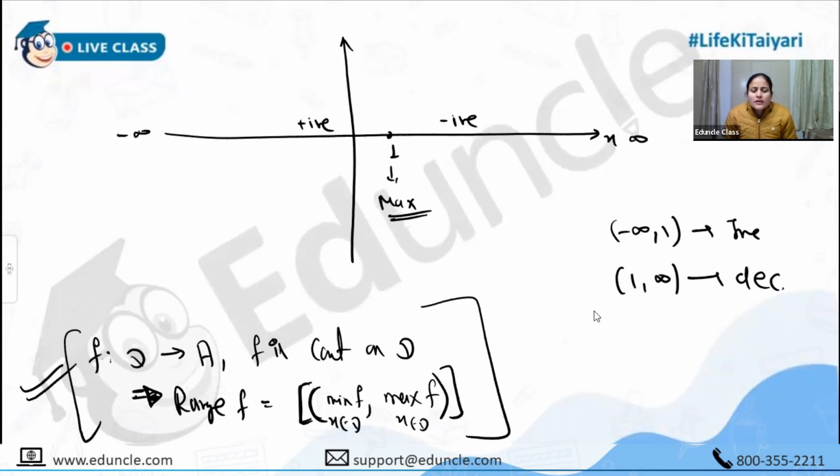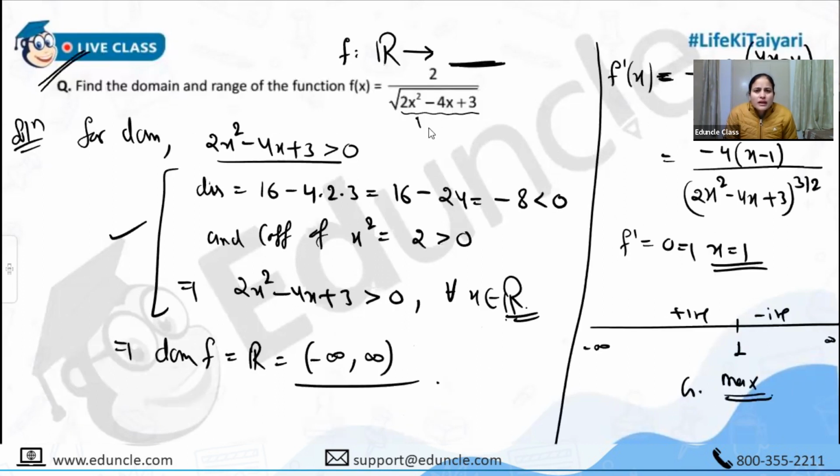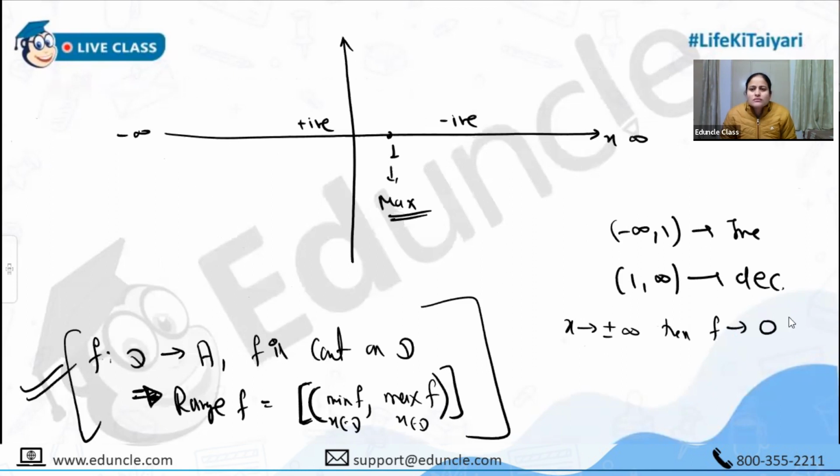So just check the value of function at plus minus infinity, when x tending to plus infinity or minus infinity. Then f tending to what? कहाँ पर अप्रोच करेगा? यहाँ पर देखो, आप x square को कॉमन ले लो तो क्या मिलेगा? 2 upon square root of (2 minus 4/x plus 3/x square). So when you send your x to infinity, denominator is always plus infinity. So 2 upon infinity will give you 0. So function will tend to 0.